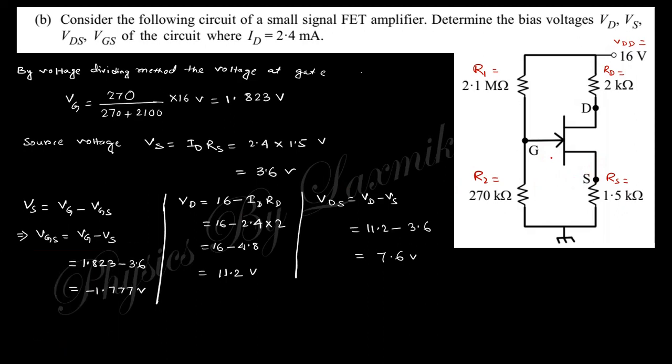Vgs. This is the value of Vgs, and then Vds. This is the value of Vds. Okay. So Vgs is equal to Vg minus Vs, and Vds is equal to Vd minus Vs. So this is the answer of this question.